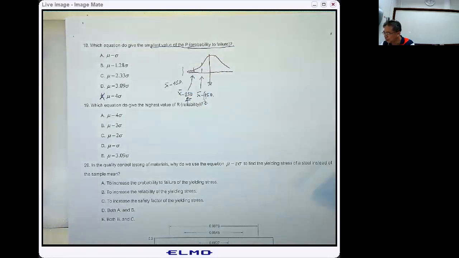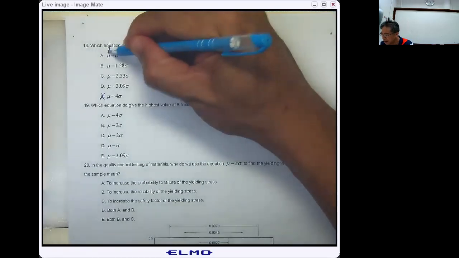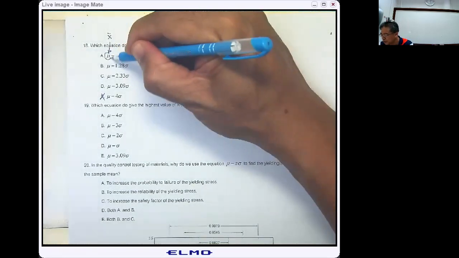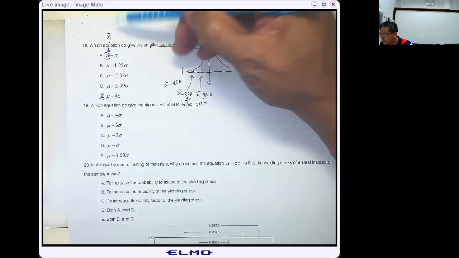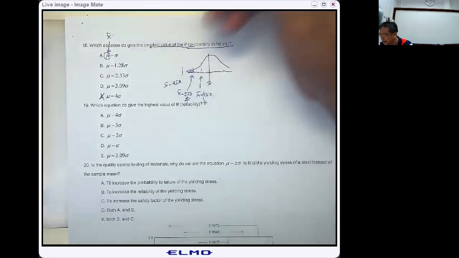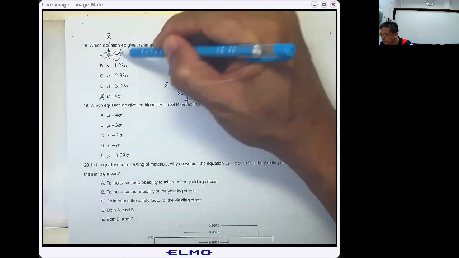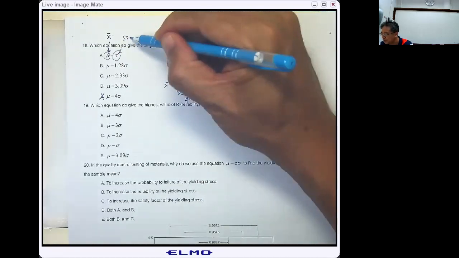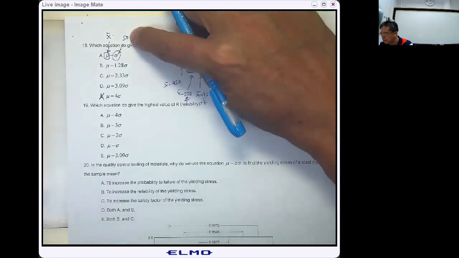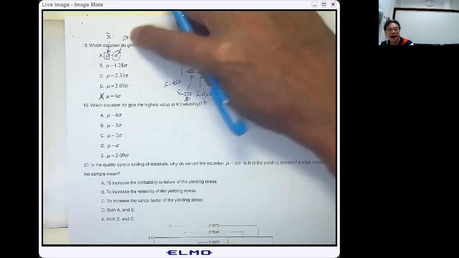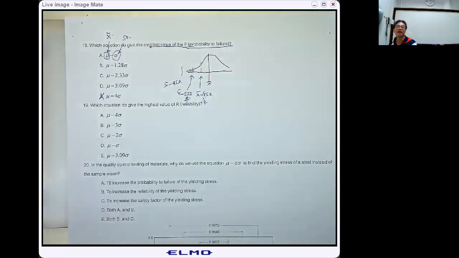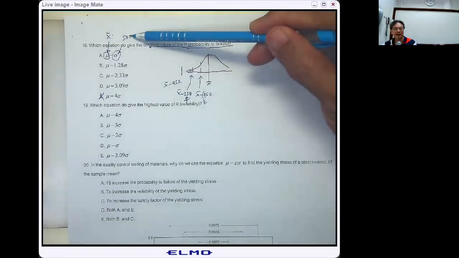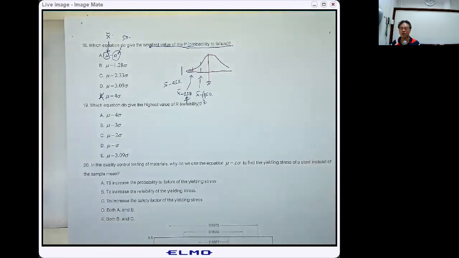Ajahn is supposed to talk about one more thing. This mu is the theoretical mean, and x bar is the sample mean. This is the theoretical standard deviation, and this is the sample standard deviation. They are different between the theoretical one and the one that we get from testing. Okay, but they can be used interchangeably most of the time.